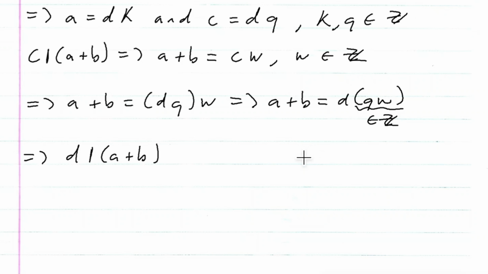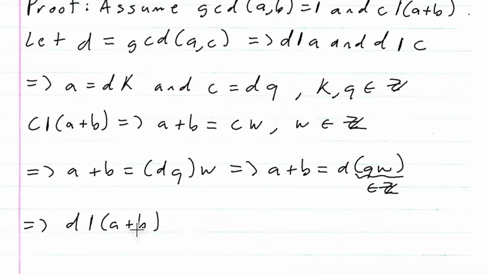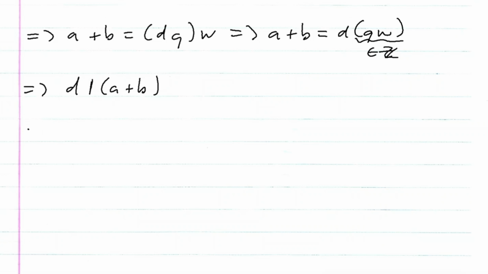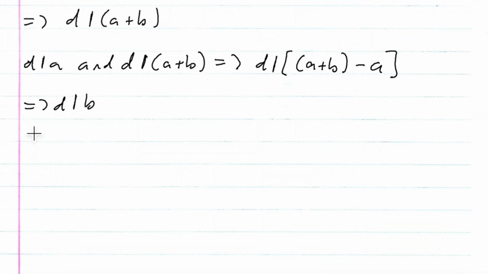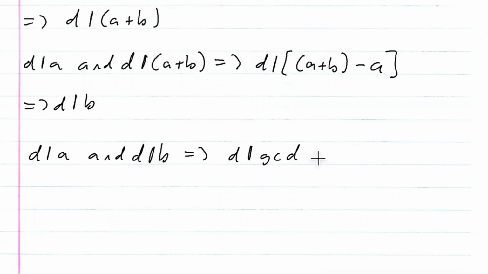Now, I have D divides A and D divides A plus B. This implies that D divides their difference, right? So D divides A plus B minus A. Of course, this also means that D divides B, because A plus B minus A is just B. So now I have that D divides A and D divides B. So this means that D must divide the GCD of A and B.